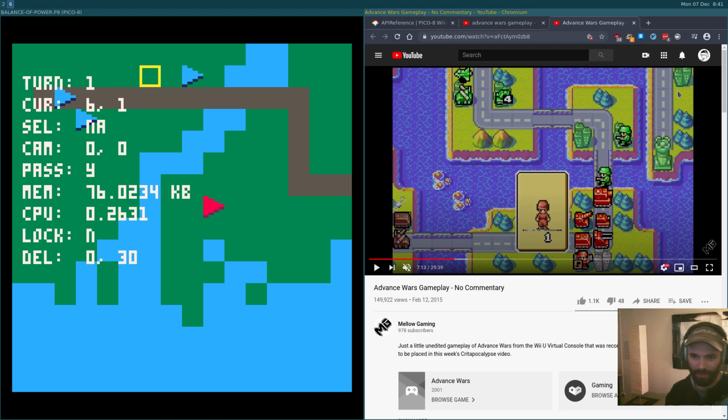So we're doing some Pico 8 game development, and we're trying to make something that is kind of, sort of like Advance Wars, but with some different mechanics. And if you're new to Pico 8, let me get you a link. It's actually really pretty cool.